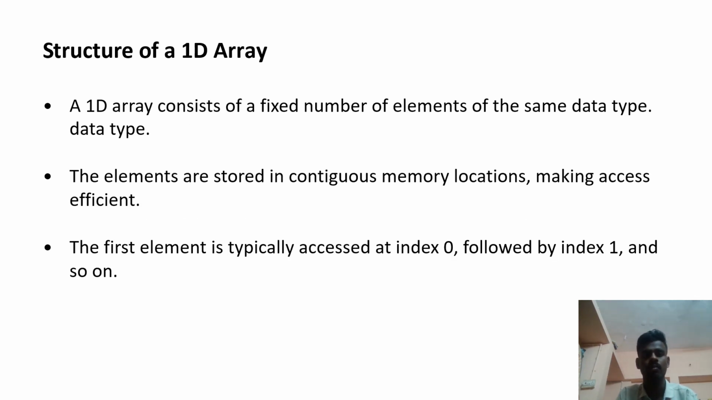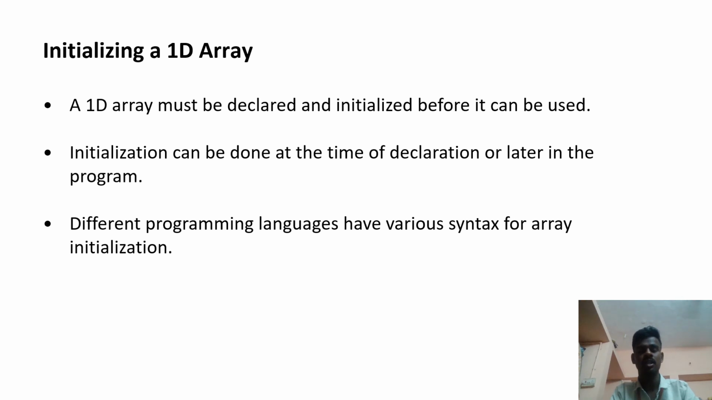Structure of a 1D array. A 1D array consists of a fixed number of elements of the same data type. The elements are stored in contiguous memory locations, making access efficient. The first element is typically accessed at index 0, followed by index 1, and so on. Now we want to know how to initialize a 1D array. A 1D array must be declared and initialized before it can be used. Initialization can be done at the time of declaration or later in the program. Different programming languages have various syntax for array initialization.